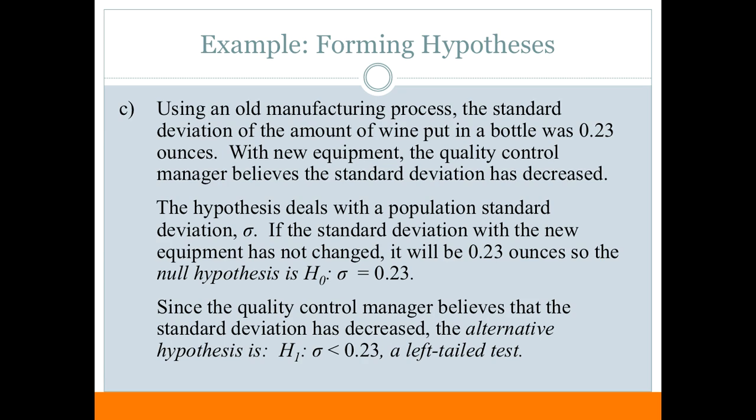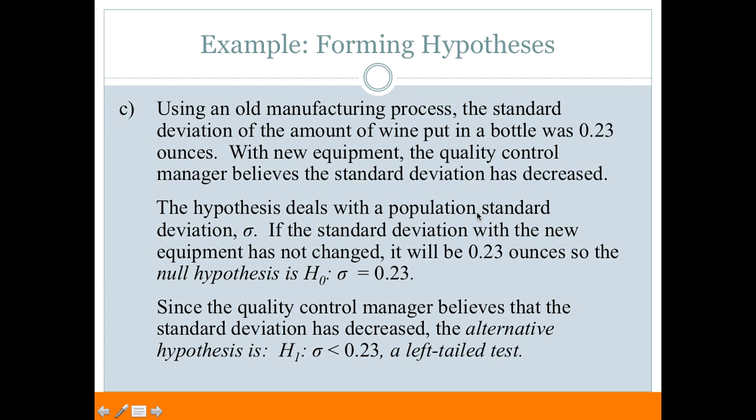And finally, let's take a look at this manufacturing example. Standard deviation of amount of wine put in a bottle was 0.23 ounces. New equipment, so the quality control manager thinks that the standard deviation has decreased. So since we're dealing with a population standard deviation, it's going to be testing around sigma. And again, this is not something specifically that we're going to do in this course, but the general idea in terms of setting up the null hypothesis is something you should still be comfortable with.